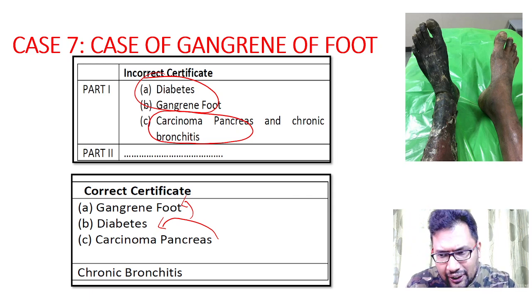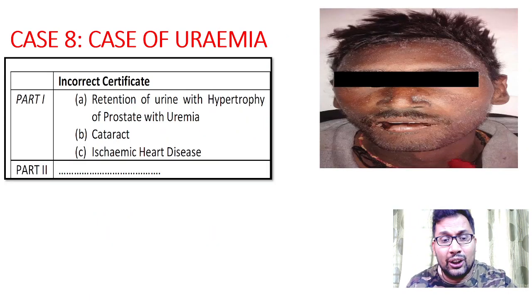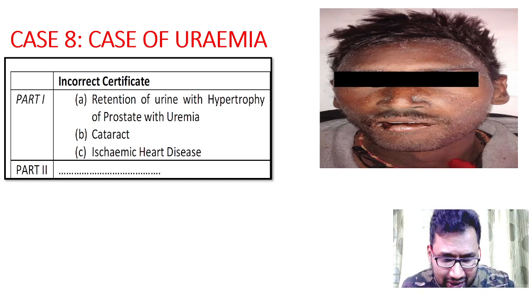Okay. Then the 8th one. Again an incorrect certificate. A patient who died due to uremia. Case of uremia. Here you can see part 1 is retention of urine with hypertrophy of prostate and uremia. B, cataract, and C, ischemic heart disease. It is definitely an incorrect death certificate. What should be the correct one? I am going to discuss here.